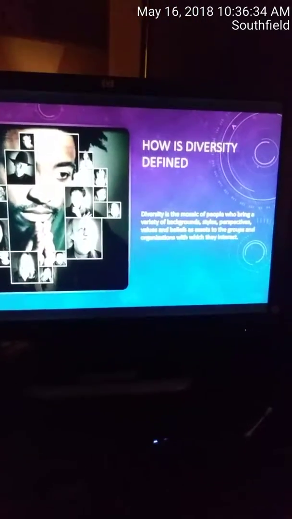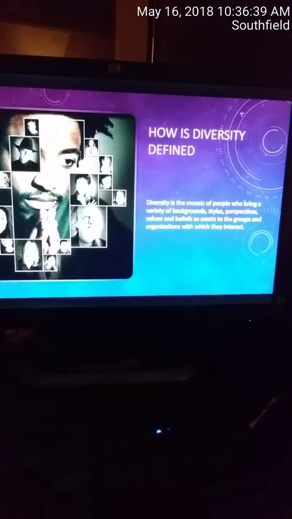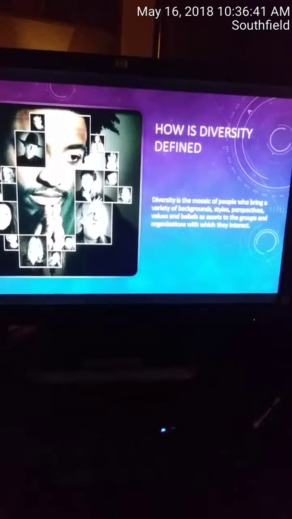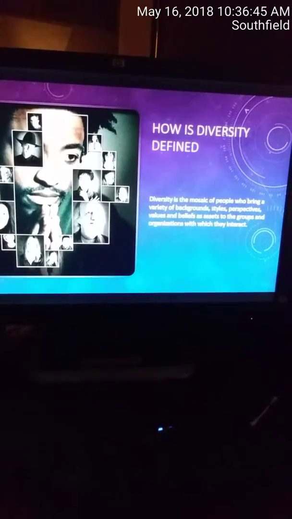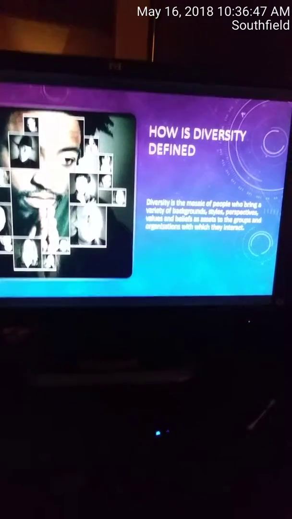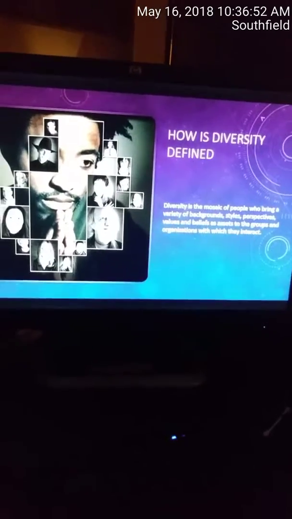How is diversity defined? Diversity can easily be defined as a group of people who bring a variety of backgrounds, styles, perceptions, values, and beliefs as an asset to a group or organization for which they all interact.